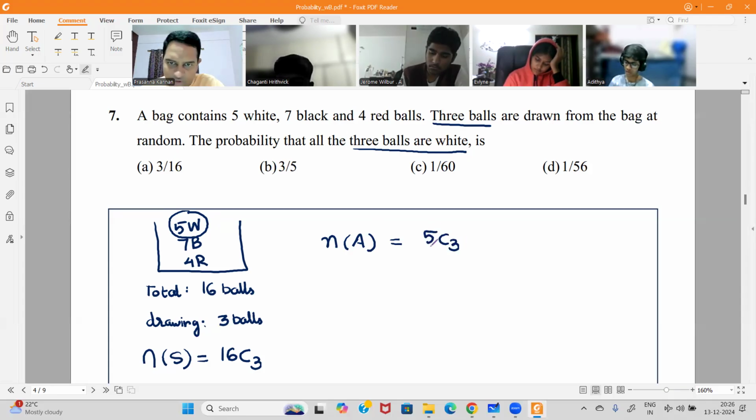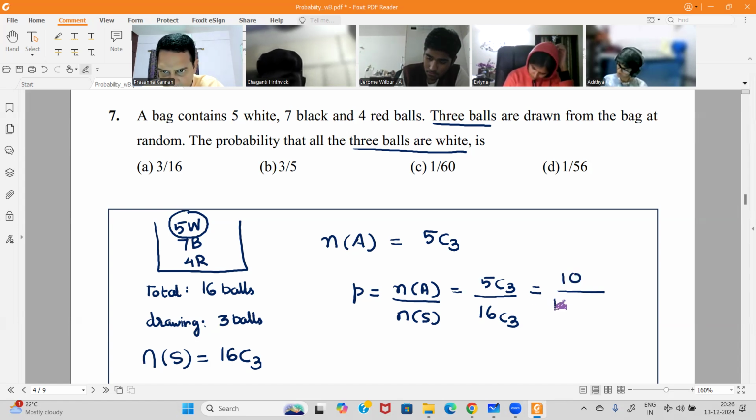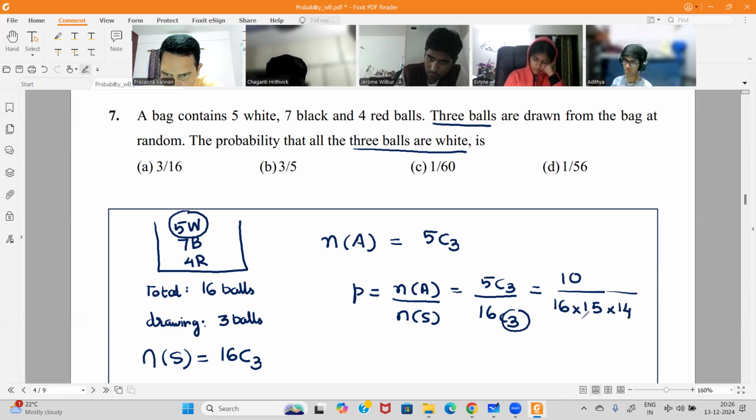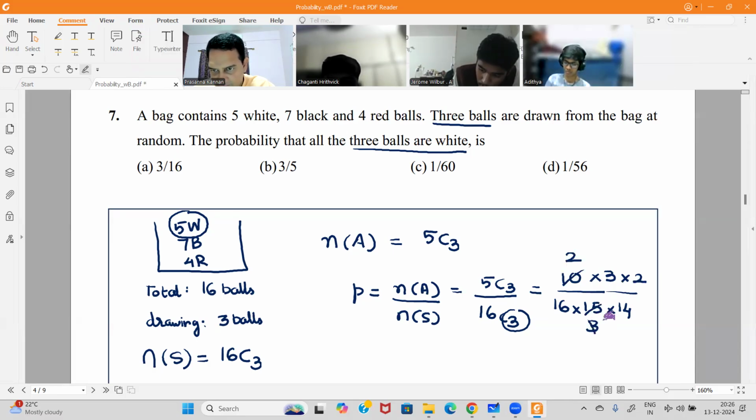That's it. We are not picking any black ball or red ball. Therefore, it is only 5C3. Therefore, your required probability is nothing but n of a divided by n of s, isn't it? Yes, sir. So it is 5C3 divided by 16C3. 5C3 you can calculate, it will be 10, right? 5 into 4 divided by 2. 16C3 will be 16 into 15 into 14, you have to do it 3 times, then divided by 3 factorial. That 3 factorial I will take to the top. If I divide by 5, 3 and 3 cancel. 8.